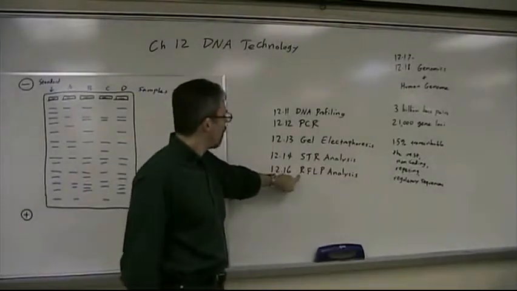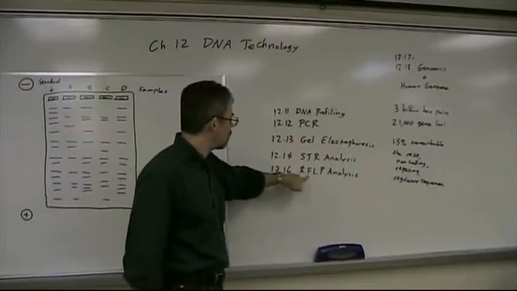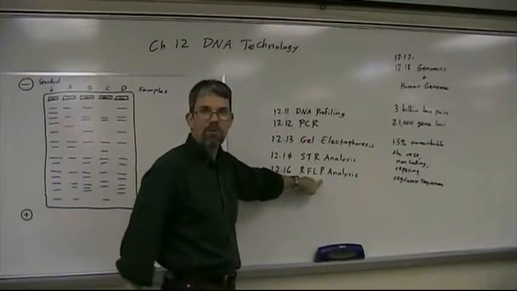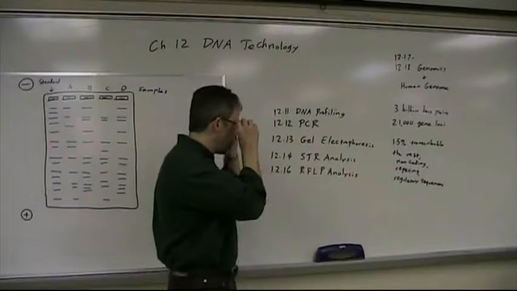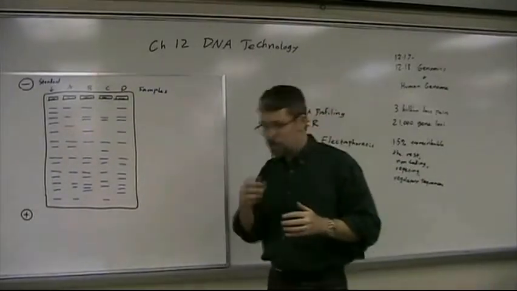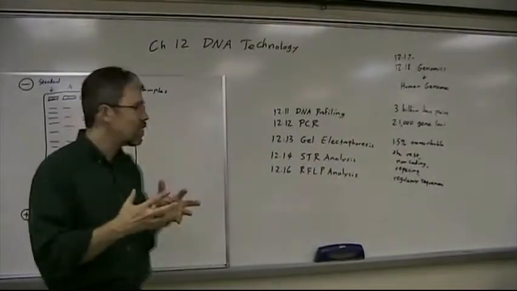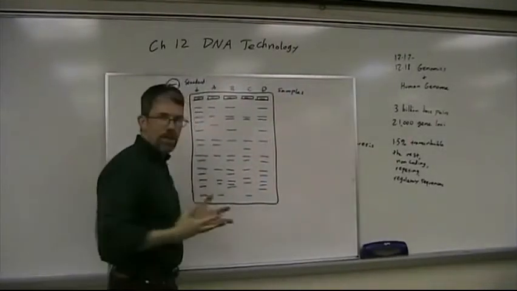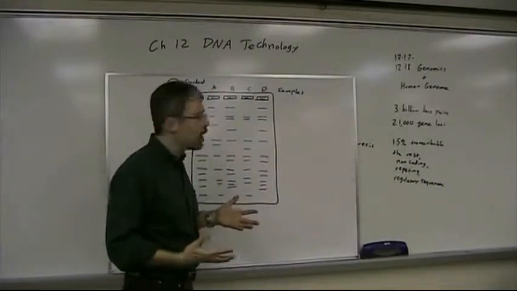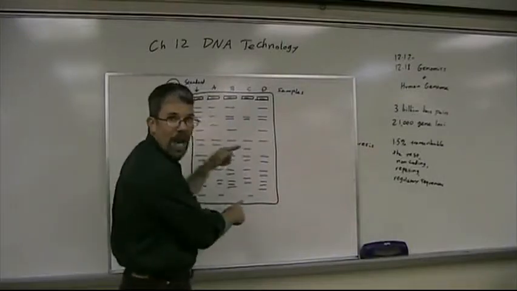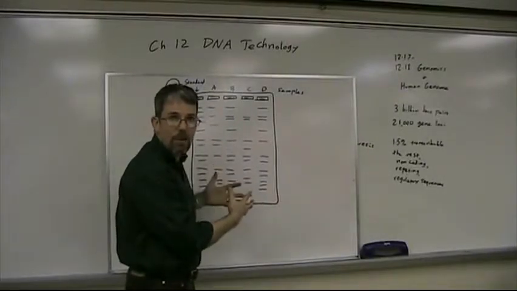Now, RFLP analysis, RFLP stands for restriction fragment length polymorphisms. There's that word again, restriction enzyme. So what you do is you take your DNA samples, you cut them up with the same restriction enzymes, which means that you're going to have all these pieces of DNA cut up, but they're all mixed together. So you take your cut up DNA and you run an electrophoretic gel, and these would represent restriction fragments, pieces of DNA after they were cut.